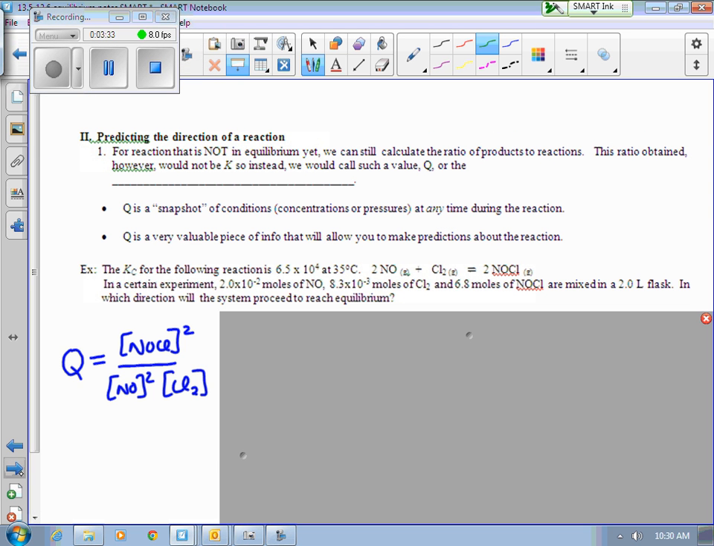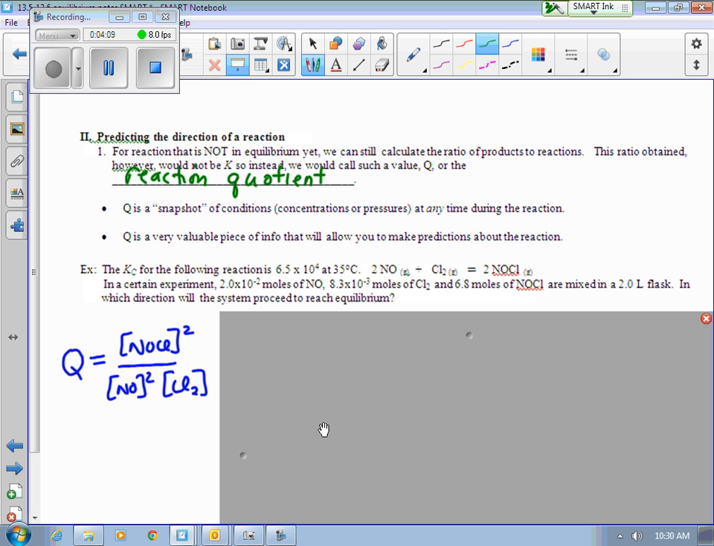All right, so now we're going to move on to something called Q. So we're going to predict the direction of a reaction. Basic idea is that if you have any reaction, you have concentrations of products and you have concentrations of reactants, you can calculate products over reactants, right? You can calculate an equilibrium expression. But if you're not at equilibrium, then you wouldn't say that's a K expression, you would call it Q. Q is actually called the reaction quotient.